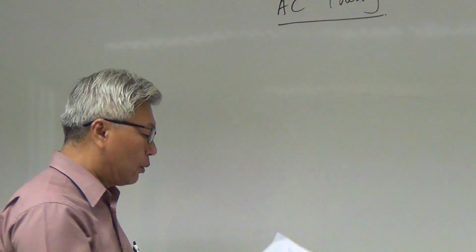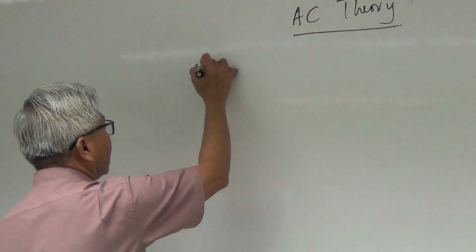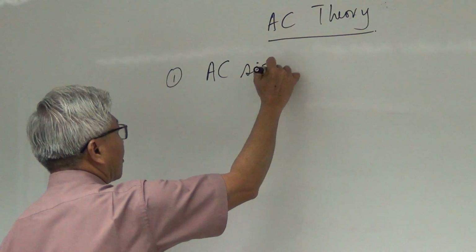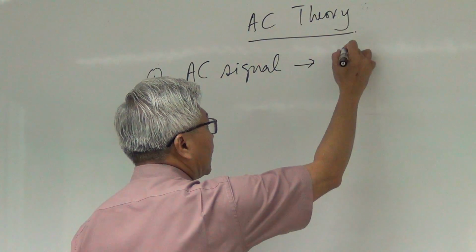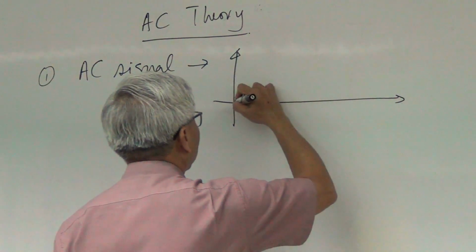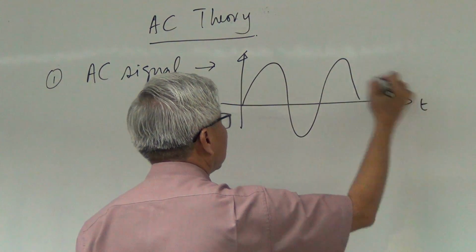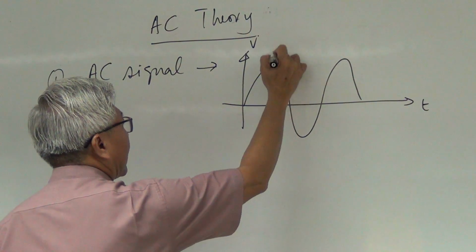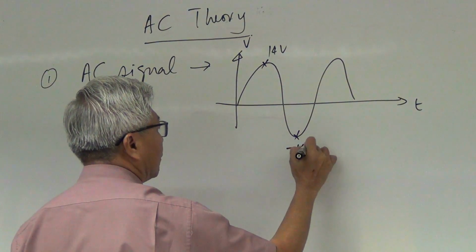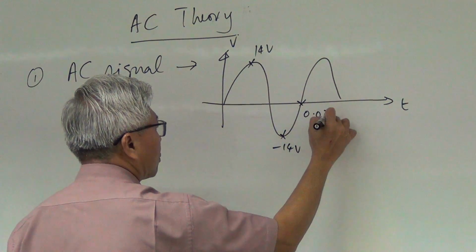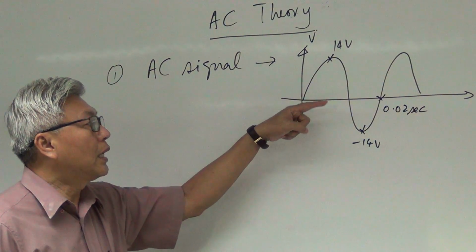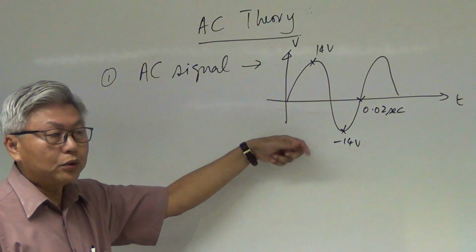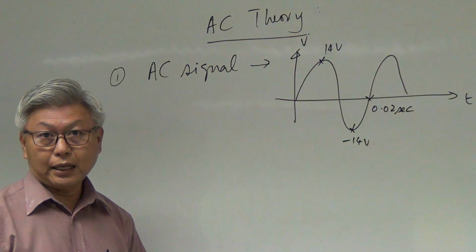Okay? Now AC theory in your year 1, the single phase, we started off by saying that an AC signal can be represented in 3 forms. I can give it to you in a diagram form. In other words, I draw a sine wave, voltage against time, and I say that this is 14 volt, here is minus 14 volt, and the period is 0.02 second. So I know that this sine wave has a peak value of 14 volt, peak to peak is 28 volt, and the period is 0.02 second.